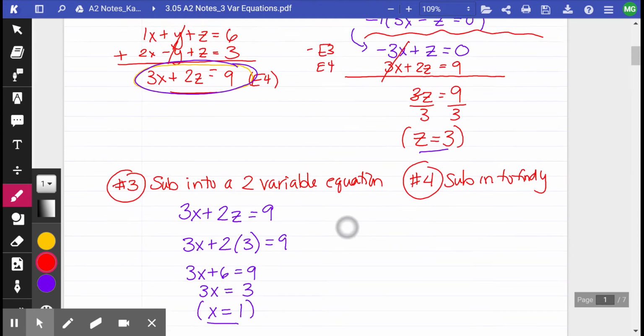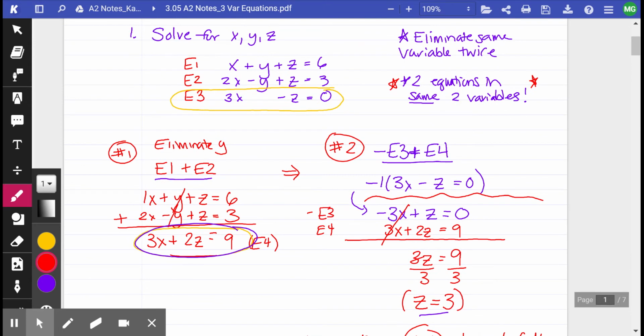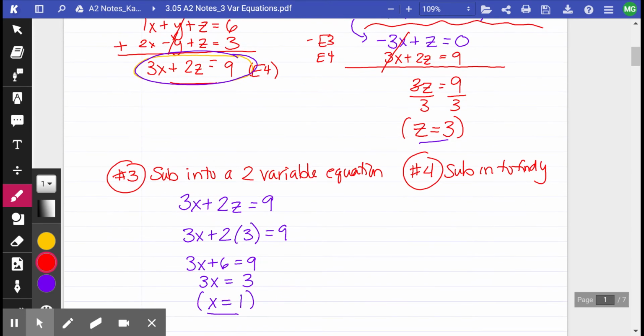So step number 4 is sub in to find y. Here you need an equation that has y in it. So I can't use equation 3 or 4. They don't have a y. I can use 1 or 2, and it doesn't matter which one I choose. So I'm going to choose E1, which is x plus y plus z equals 6. And so I'm going to sub in 1 for x, a 3 for z, and leave my y in 6. Combine my like terms.